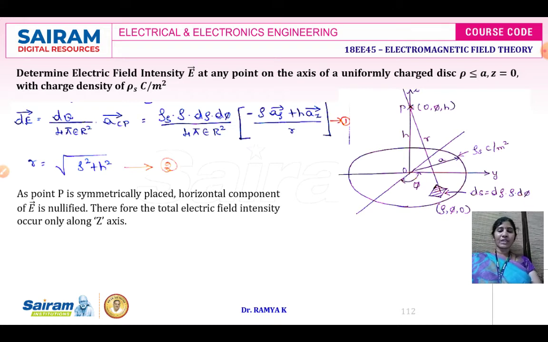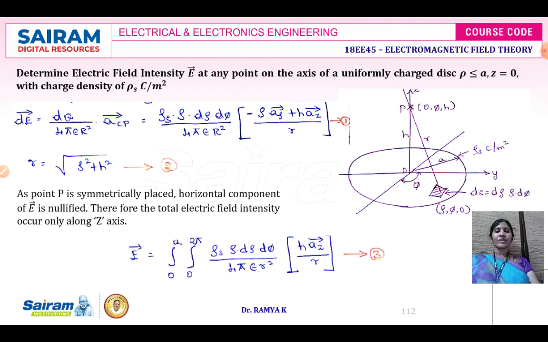Since the point P is symmetrically placed, the horizontal component of the electric field intensity will get nullified, and therefore the electric field intensity will have only the z-axis component. You will not have the y-axis component when identifying the electric field intensity. Here you will get two integrations. One is with respect to rho, with the limit from 0 to a. The other is with respect to phi, with the limit from 0 to 2 pi.